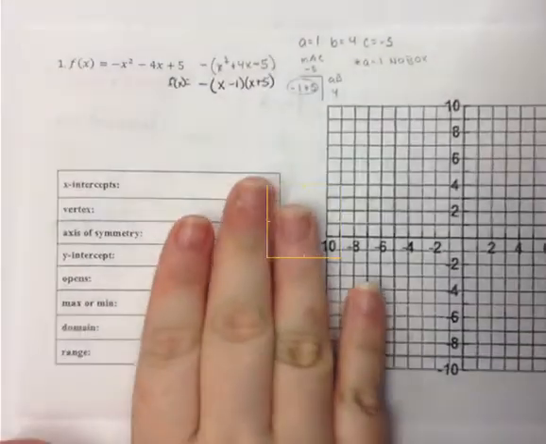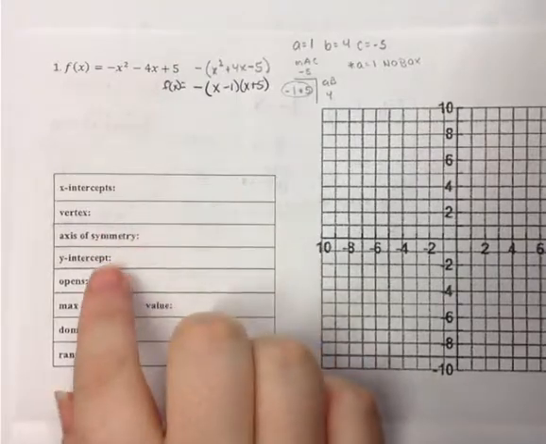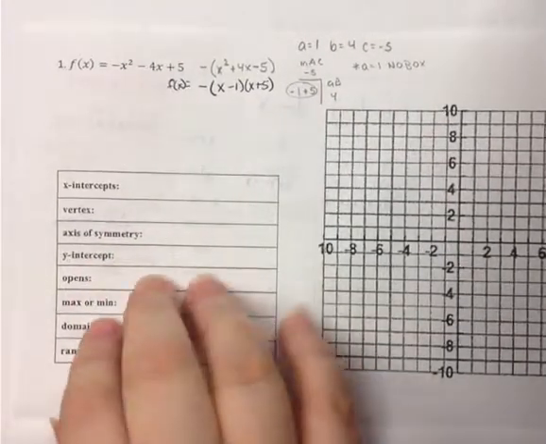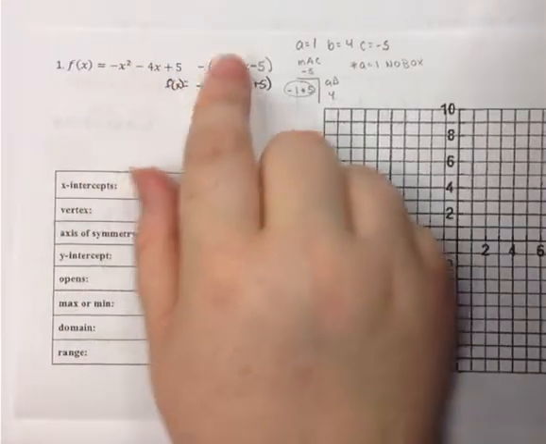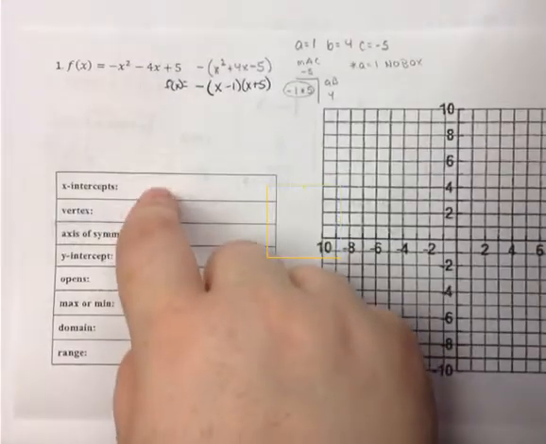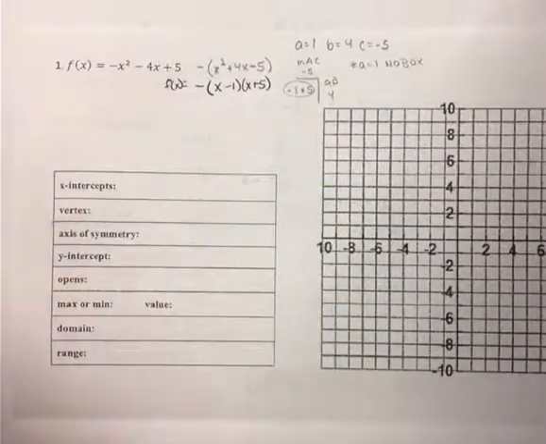Now, we use the information from here, like our opens, our max or min, our y-intercept. That actually comes from our original problem. Factored form is going to help us find our x-intercepts. That is the reason we do factored form.